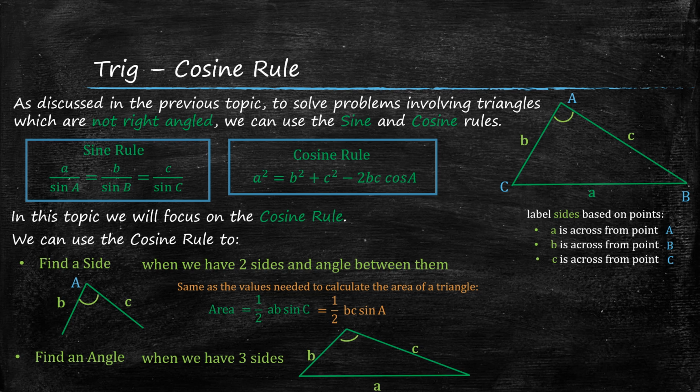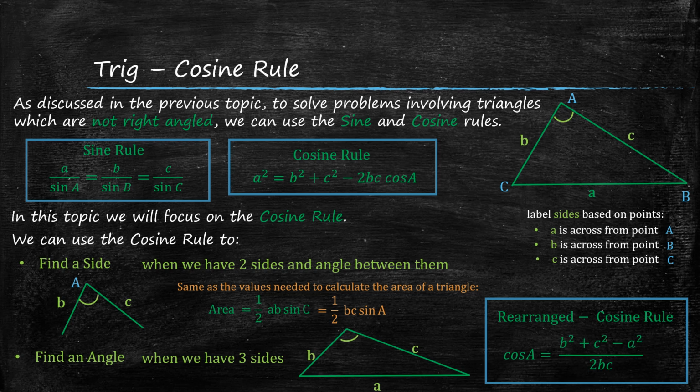So looking at the triangle again, if we have all three sides A, B and C, we can rearrange the cosine rule to give us cos A equals B squared plus C squared minus A squared over 2BC. Now note, these three formulas are provided in the formula sheet of the exam: the sine rule, the cosine rule and the rearranged cosine rule.